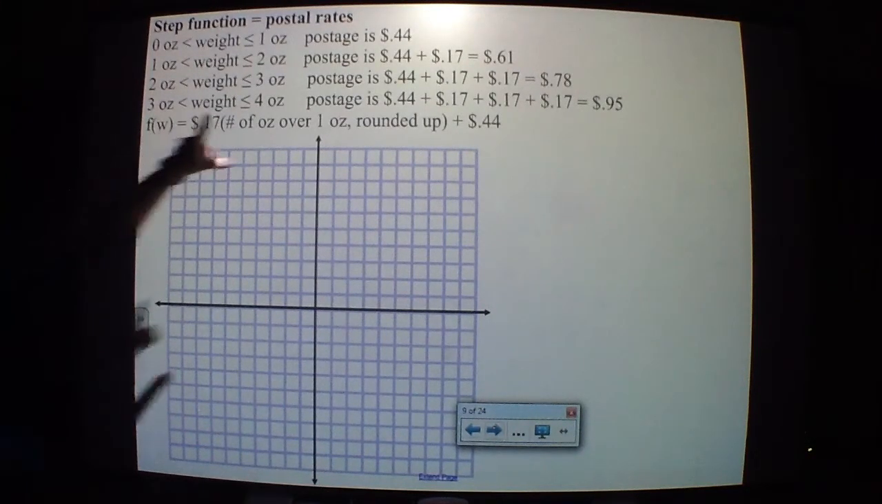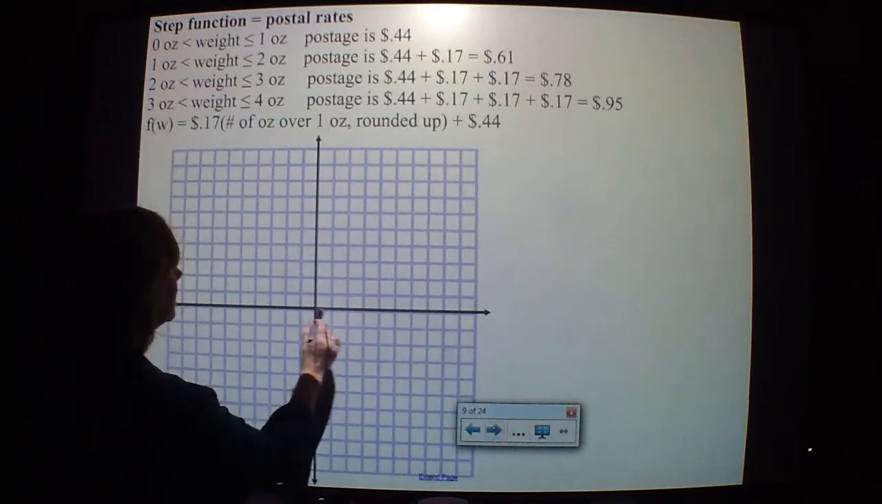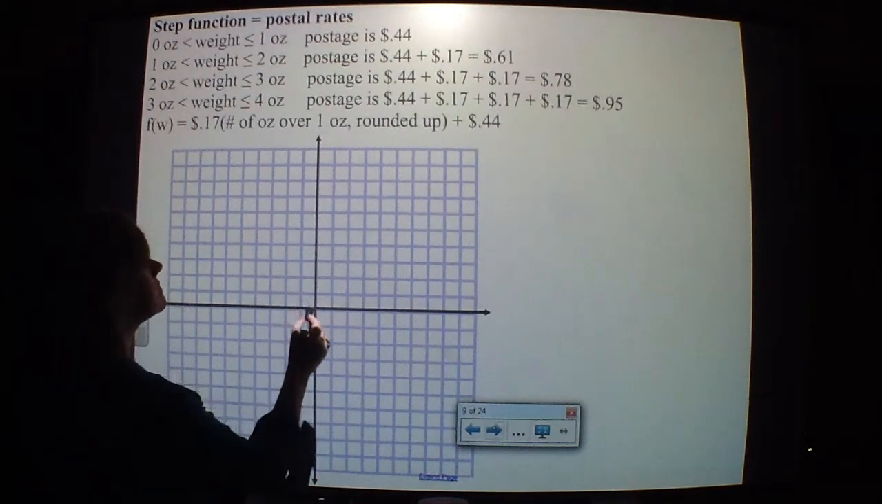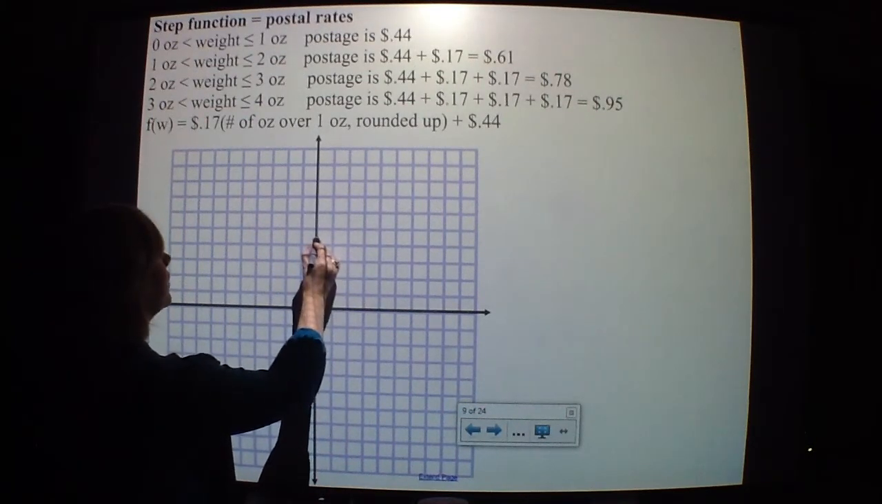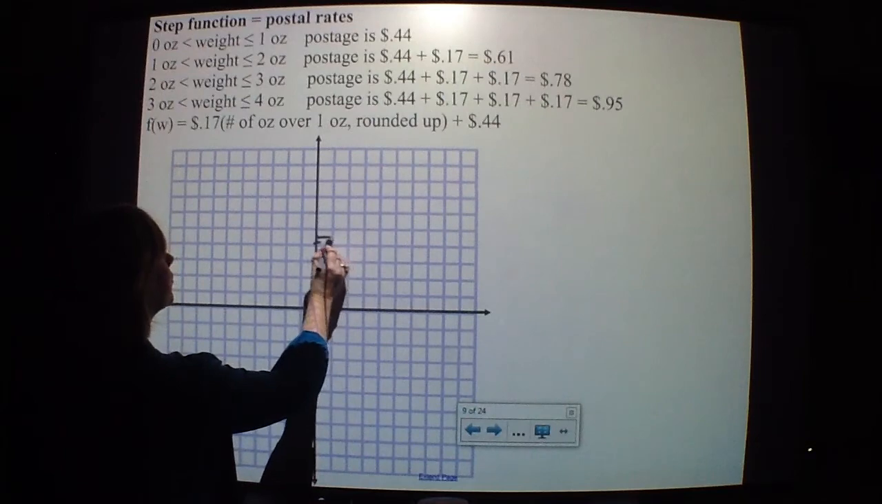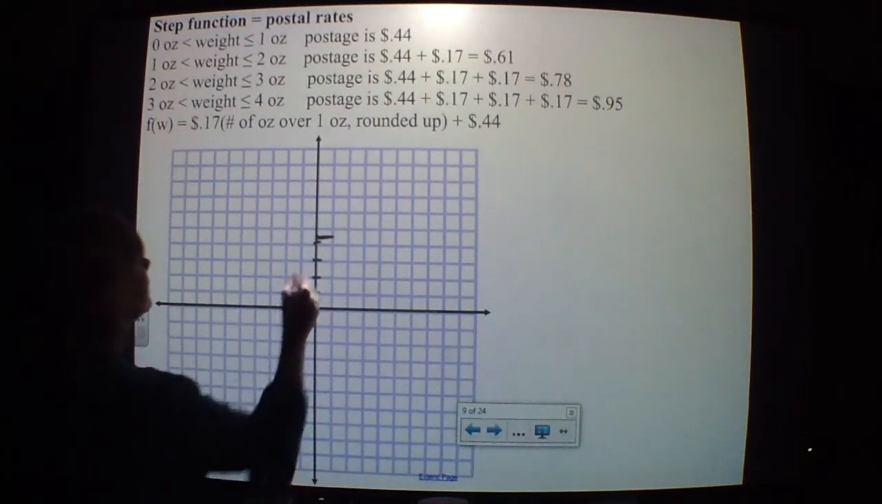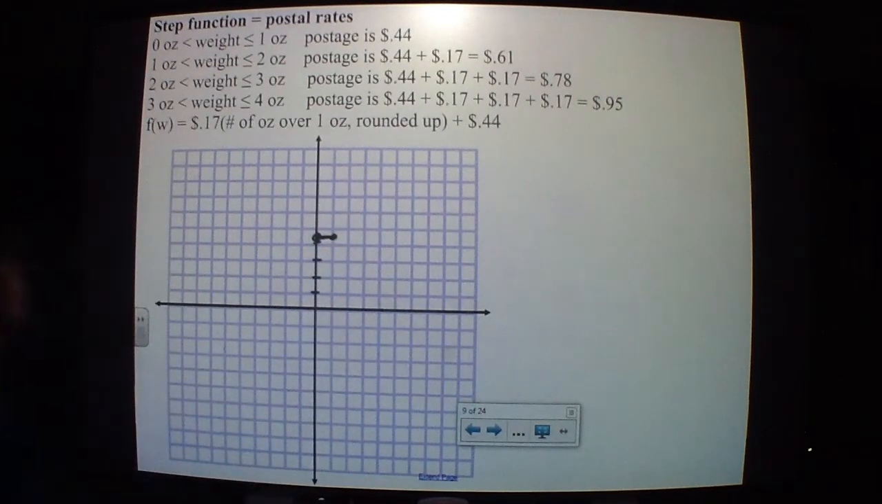So let's say this is the postage. If I'm anywhere between 0 ounces and 1 ounce, I'm at 44 cents. So let's call this 10, 20, 30, 40. So 44 cents. So I'm maybe right about here, somewhere in here. At 0, I wouldn't have anything. So I'd probably do an open circle there, but there would be a closed circle there because at 1 ounce, it's 44 cents.